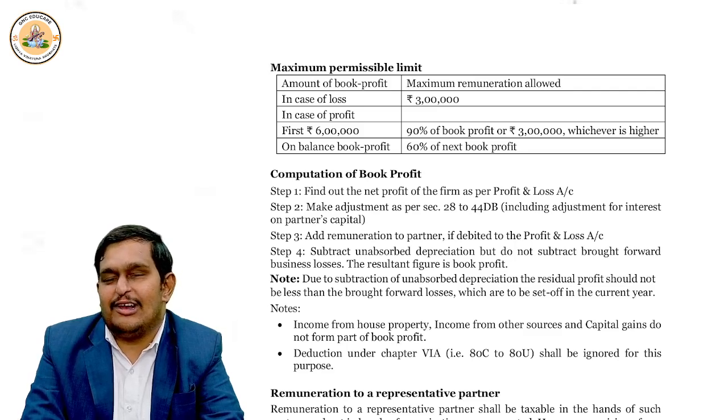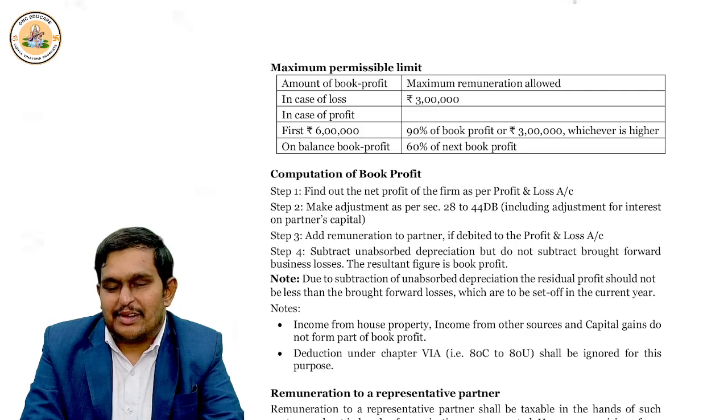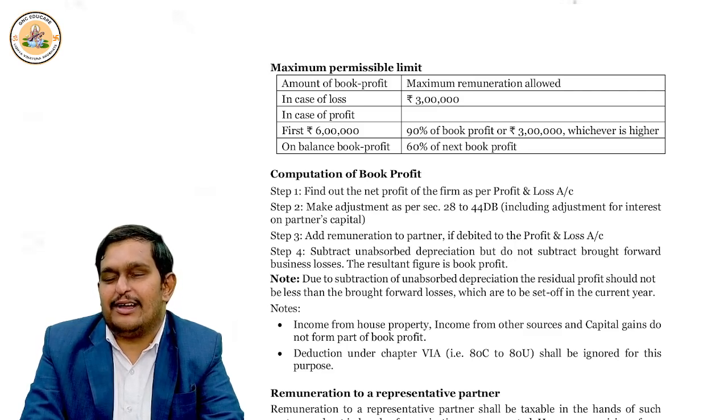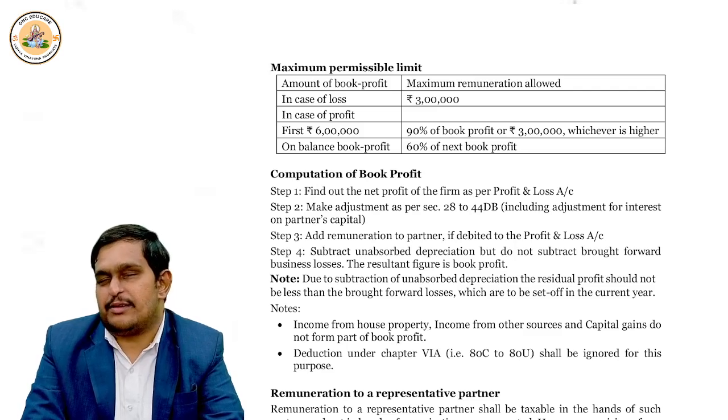For each lakh, you will get 60,000. For 10 lakhs, you will get 6 lakhs. Correct? So for 9 lakhs into 60%, 5 lakhs 40,000 comes. It happens to be 5 lakh 40,000 in the first case and 5 lakh 40,000 in the second case. So both together reach 10 lakhs 80,000. This is your maximum remuneration allowed.